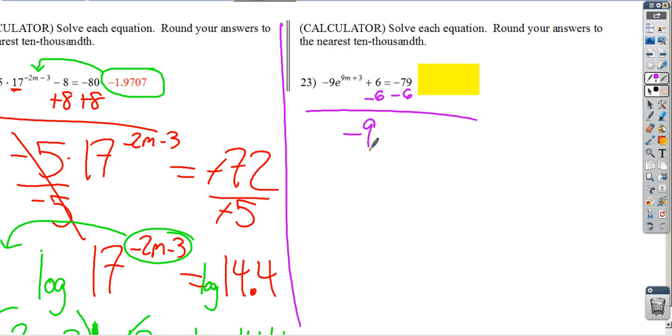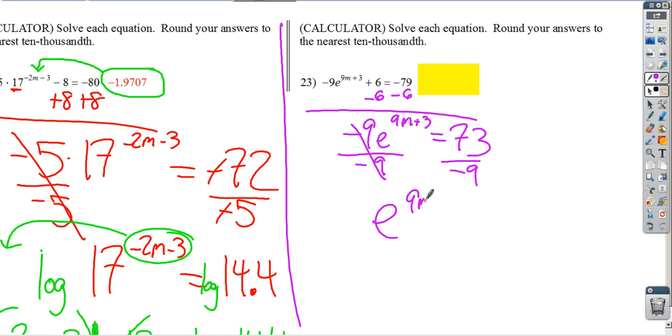Okay, so in this case we need to get rid of the 6 first of all. So we have negative 9 e to the 9m plus 3 equals 79 minus 6, which is 73. Then we have to divide by negative 9. We always have to clear those numbers out first. That's e to the 9m plus 3 equals 73 over negative 9. I'm not going to round that yet or calculate it because we want to get an exact answer.